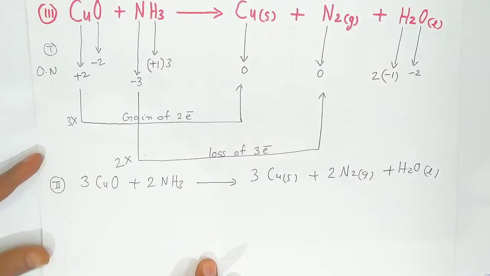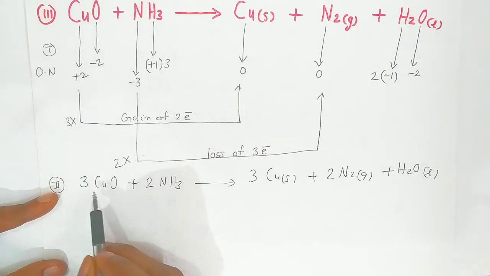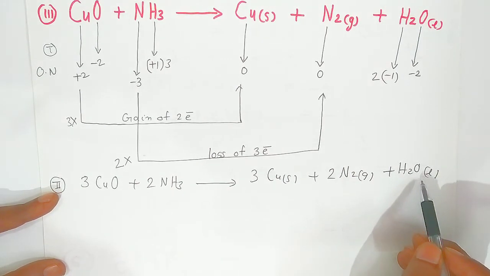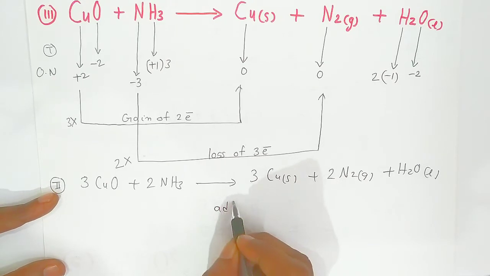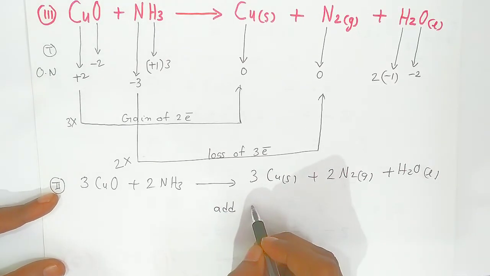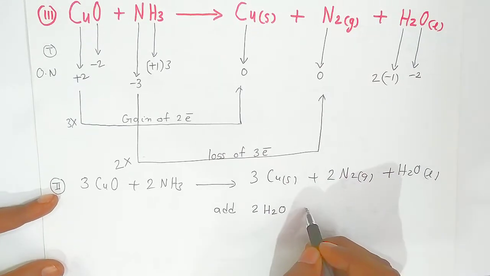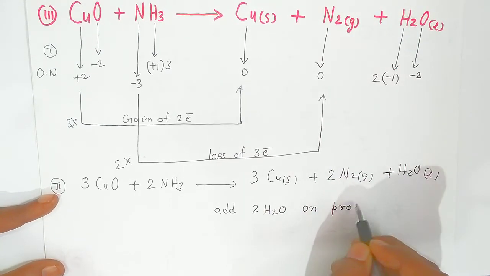Okay students, now once again just check the number of oxygen. Here 3 oxygen, but here you are getting only 1 oxygen. So here you have to add 2 water molecules on the product side.